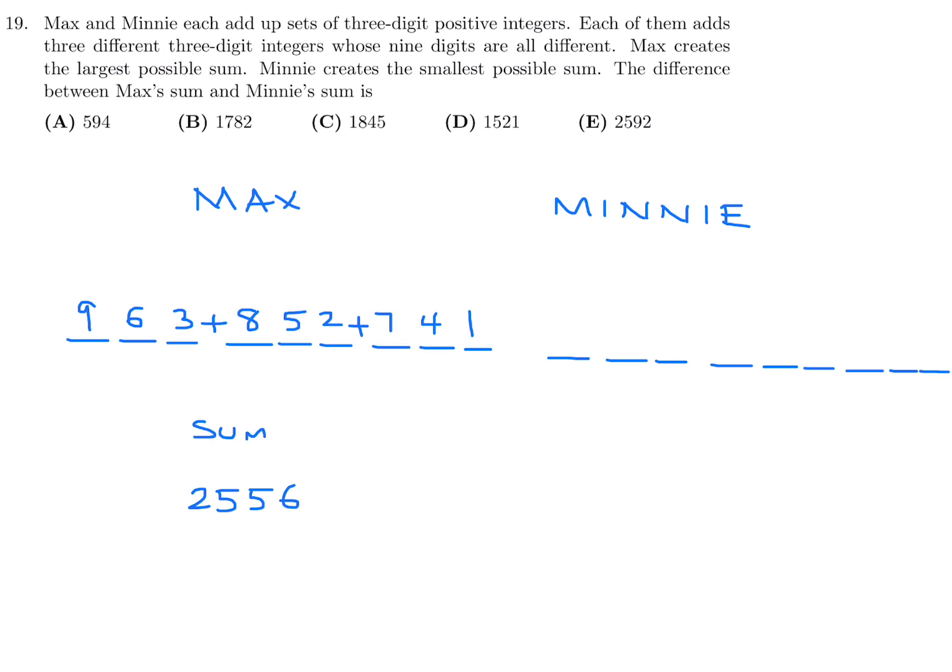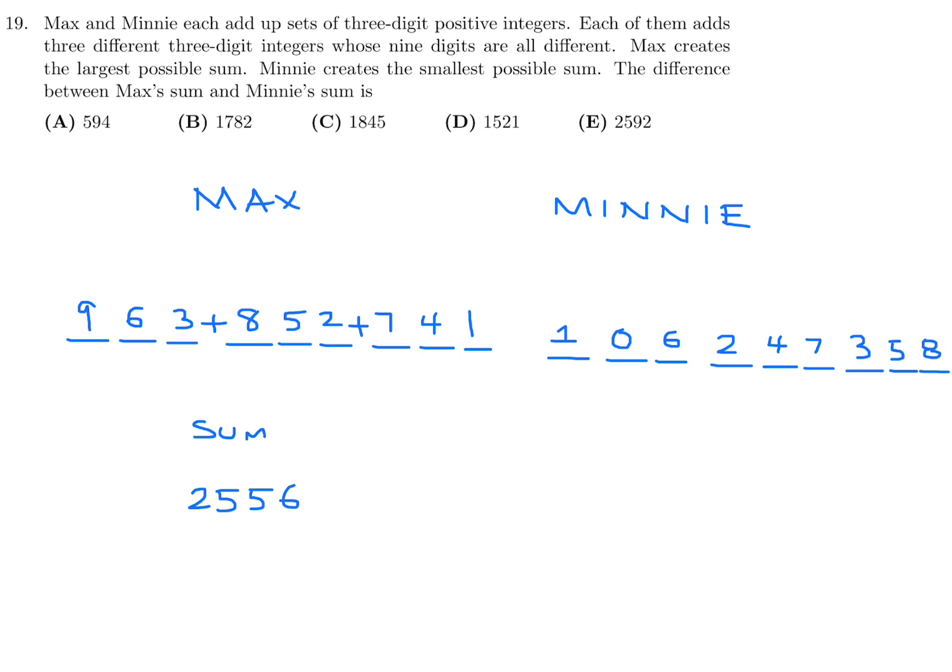Okay, now let's do something similar with Minnie, but hers has got to be the smallest possible sum. Okay, 1, 2, 3. I can't put 0 as the first digit because otherwise it wouldn't be a 3-digit number. But I can put 0 for the second. So 0, 4, 5, and then 6, 7, and 8. So I think this is the way to make the numbers as small as possible based on the conditions of the question.